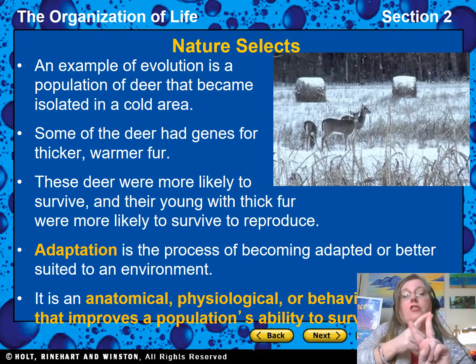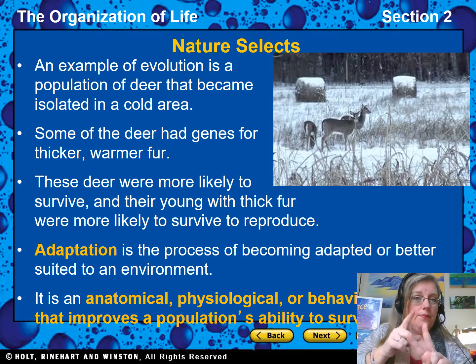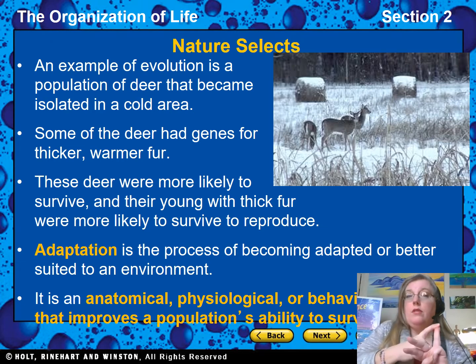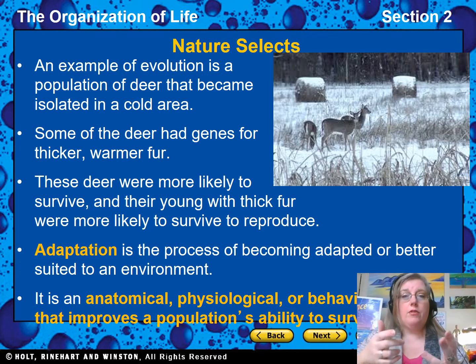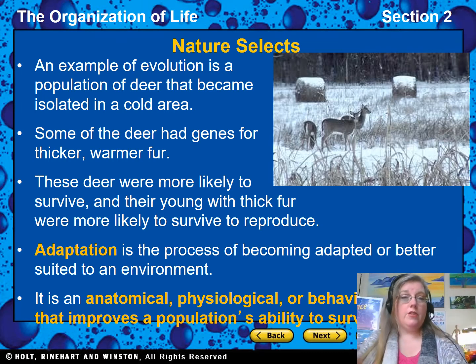Physiological is how your body runs, like when we made the switch from being cold-blooded to warm-blooded. So anatomical is how you're built, physiological is how your body runs, and then behavioral, of course, is how you act. Like when the naked mole rats first decided to live underground, or prairie dogs or anything else that lived underground, that's a behavioral trait. Those are all adaptations, and they improve your ability to survive and reproduce. Three types of adaptations: anatomical, how you're built; physiological, how your body runs; and behavioral, what you do.